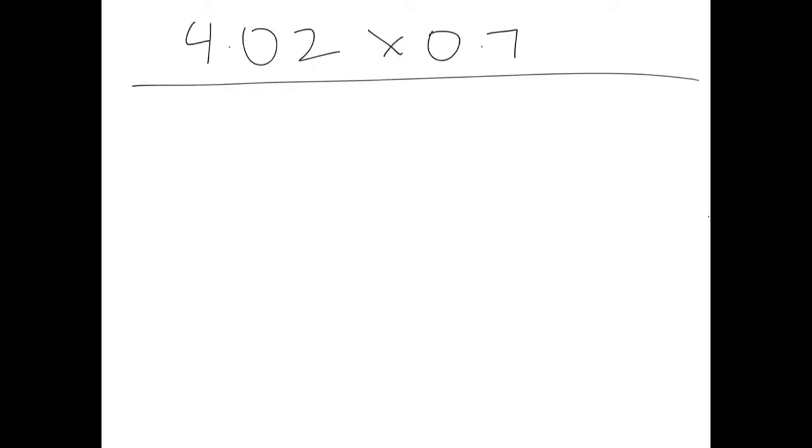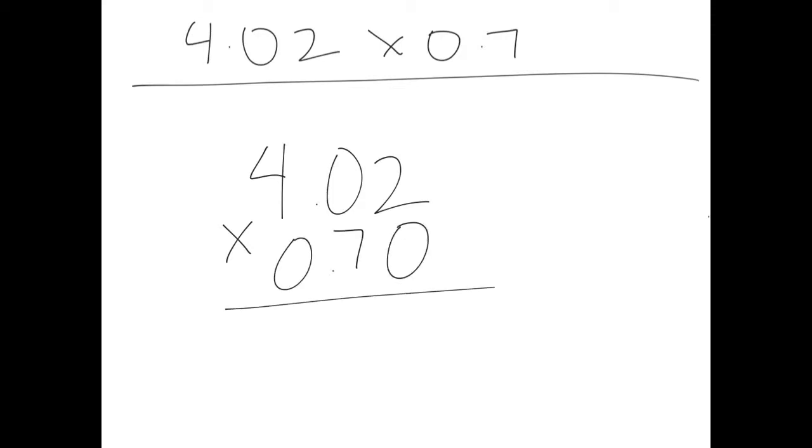First, you rewrite the problem, so it'll be 4.02 times 0.7. You're going to add your placeholders, 0, and then multiply like normal. 0 times 2 is 0. 0 times 0 is 0. 0 times 4 is 0. You're going to add another 0.